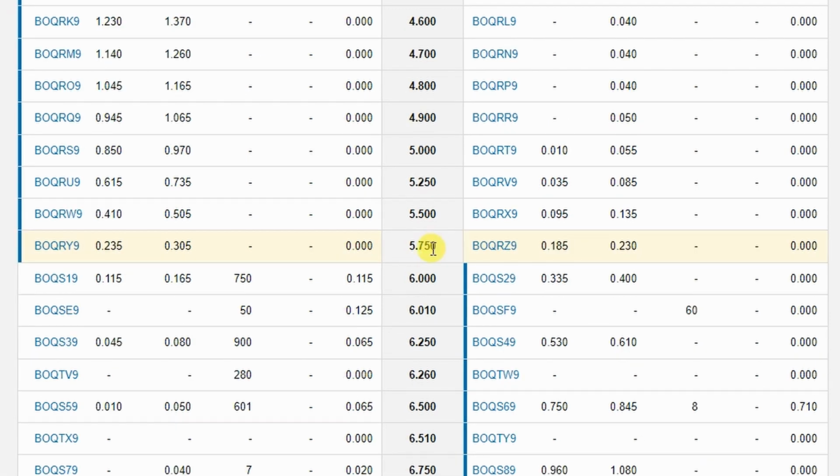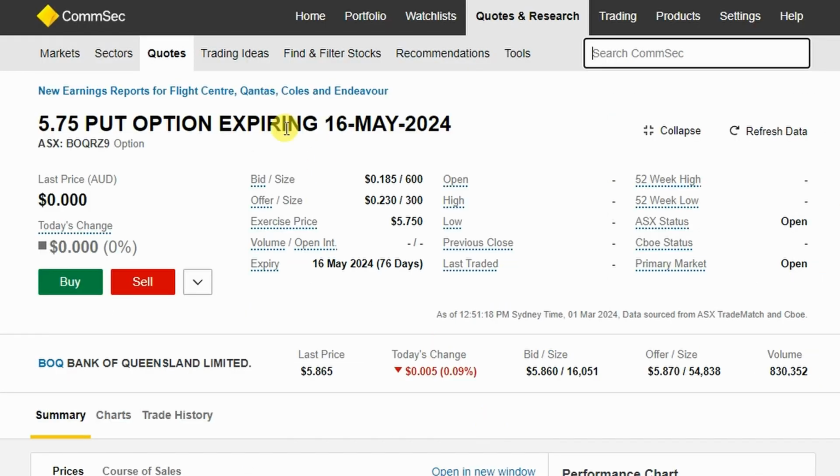$5.75 for 18 cents. Let's have a quick look at that. $5.75 is just a little bit out of the money because it's currently trading at $5.86. So nobody's going to sell their stock to me at 575 if they can sell it at the market for 586, but I do expect the market to fall.